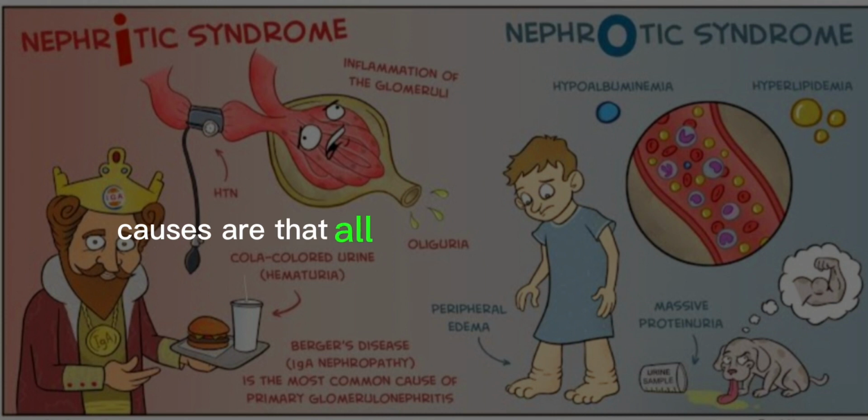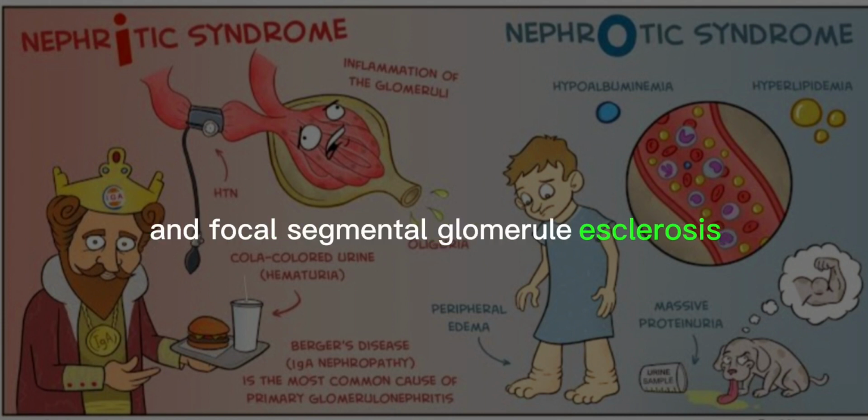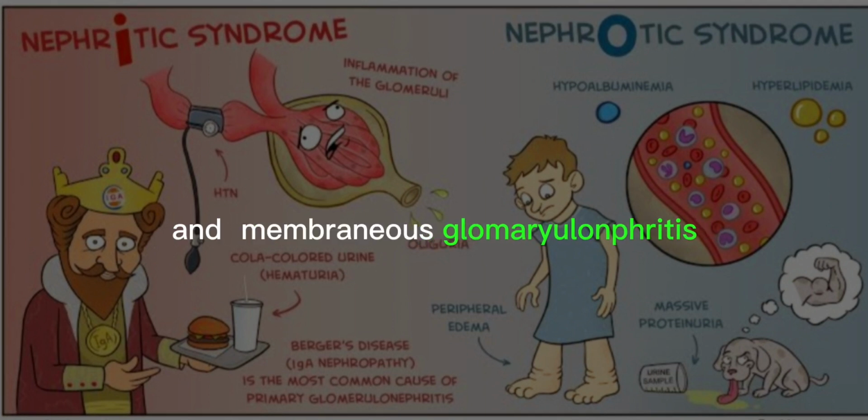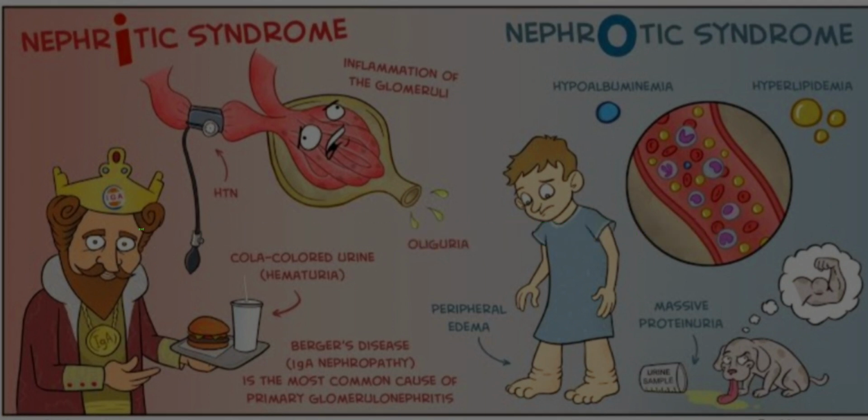Causes are all types of glomerulopathies, like minimal change disease, which is the most common in children, and focal segmental glomerulosclerosis, which is the most common in adults, and membranous glomerulonephritis, and mesangial proliferation, and membranoproliferative glomerulonephritis.